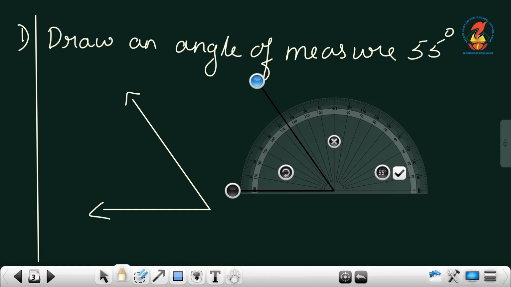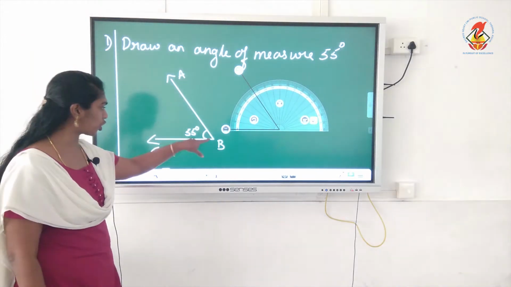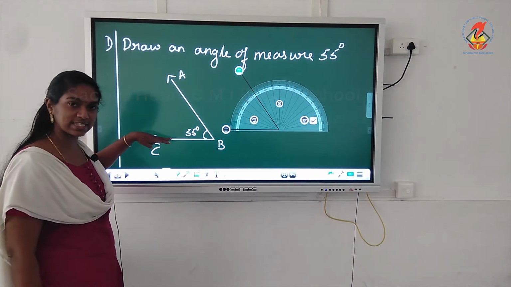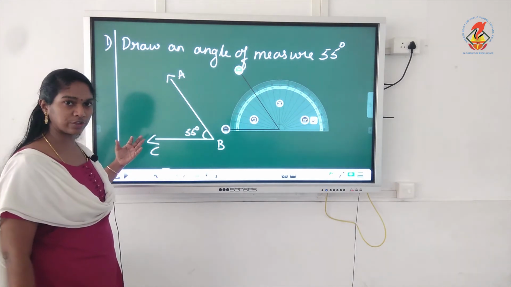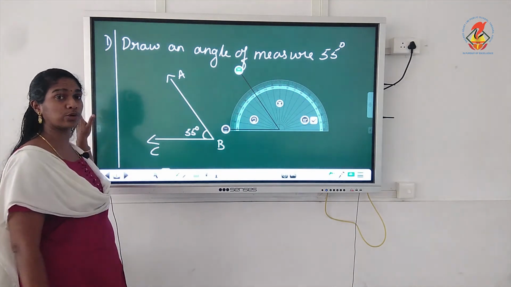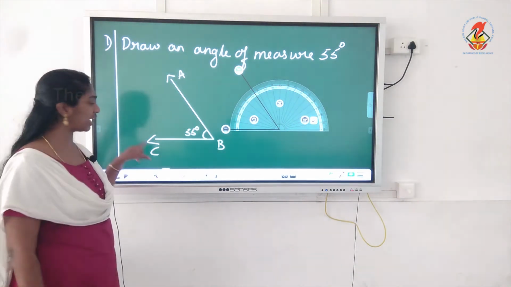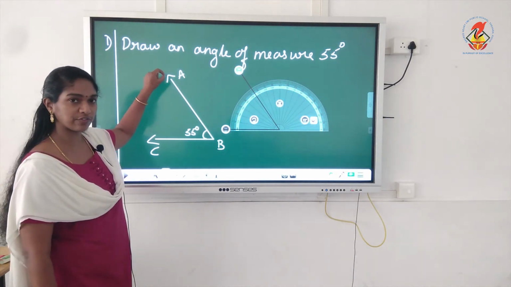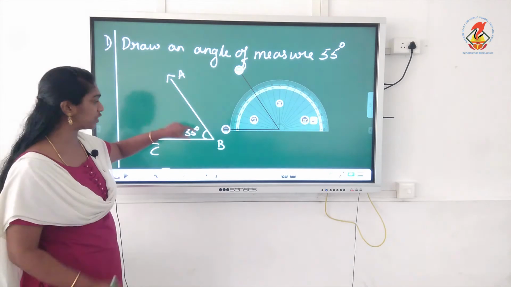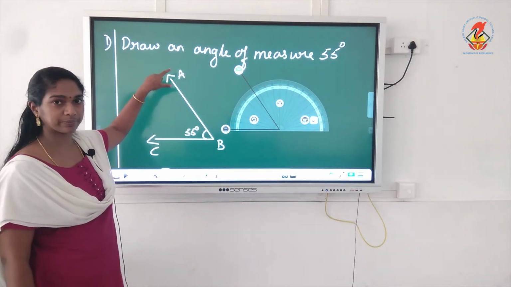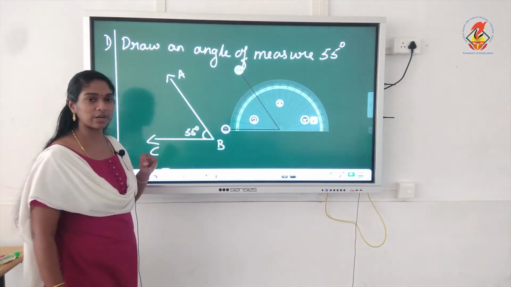Once you draw, don't forget to put the angle arrow. After that, write here 55 degree. Also give a name for this. I am giving it as A, B and C. So, this is angle ABC. This is how you have to do. First you draw the baseline, arrange your protractor on the baseline, decide which scale you have to take. If your line is going to this direction, you will take the outer scale. If your line is going to that direction, you will take the inner scale. So, here I have taken the outer scale. From there I counted, I got 55. Just put a point over there and just join it. Okay. Understood, children? So, this I have done with the outer scale.